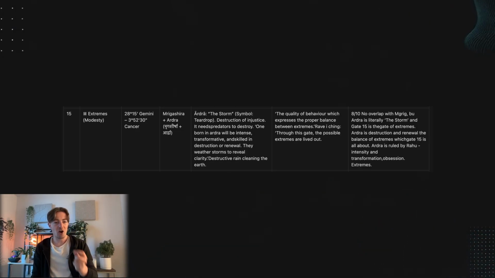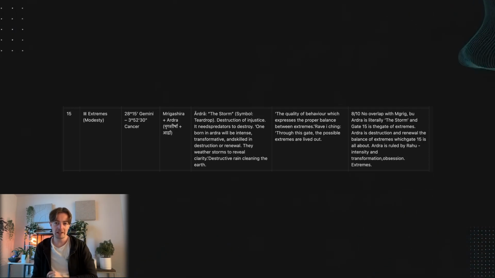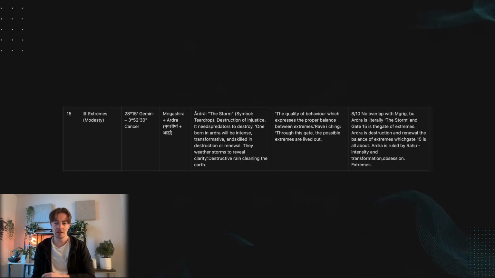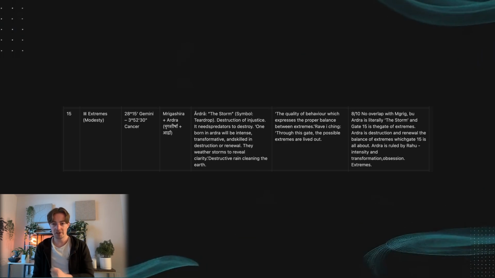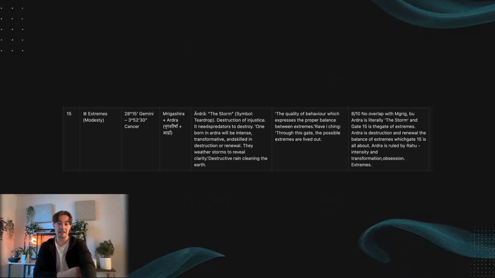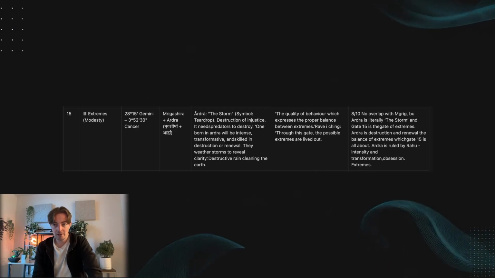So for the gate of modesty, the gate of extremes, the notes I have for this human design gate: the quality of behavior which expresses the proper balance between extremes. From the I Ching directly, we get through this gate, the possible extremes are lived out. So this is a gate of extremes. The gate is called extremes. It's a gate of modesty. The gate is literally called the gate of extremes. So it's an 8 out of 10 match.